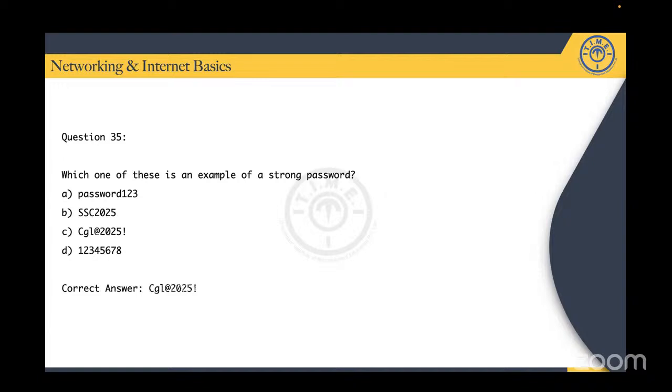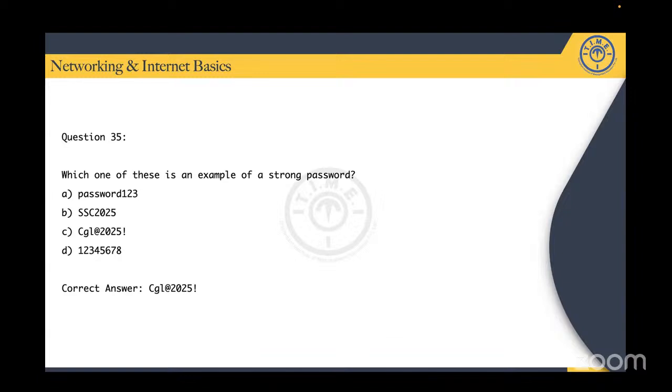Which one of these is an example of a strong password? How can I say a strong password? A strong password must include uppercase, lowercase, numbers, and special characters. And here, option C satisfies all the conditions: uppercase, lowercase, numbers, and special characters.